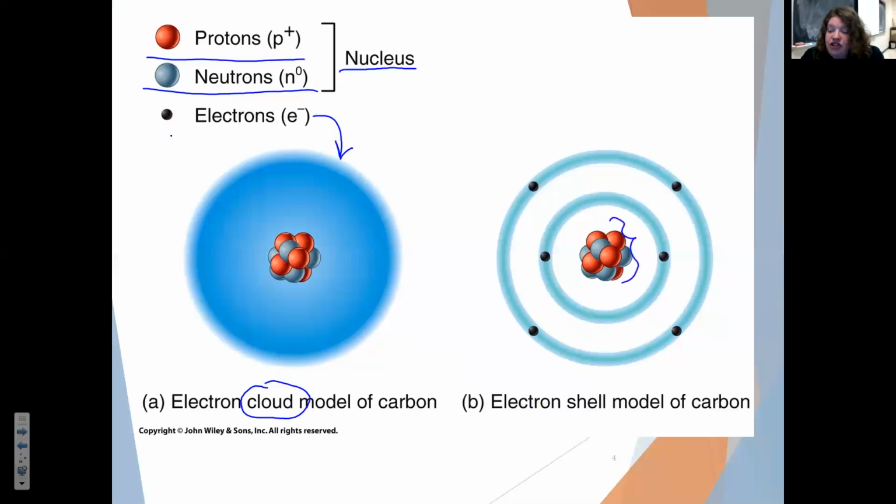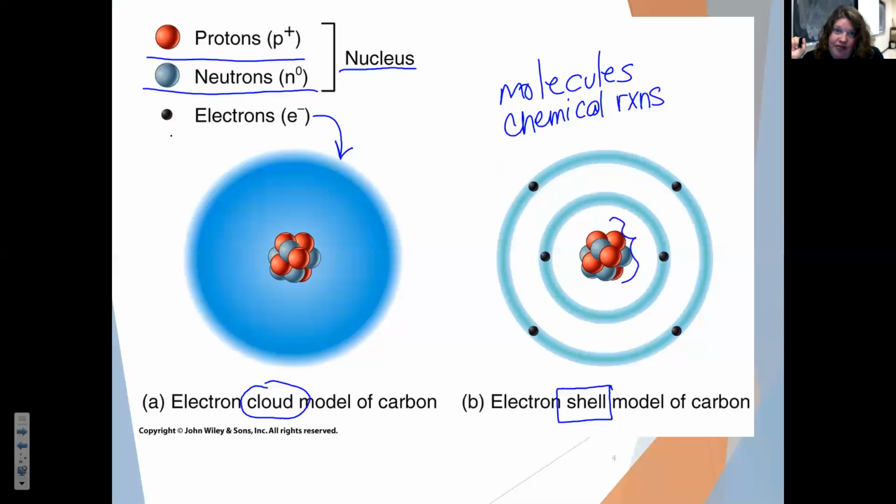In biology, we stick to this electron shell model, sometimes called the Bohr model of the atom, B-O-H-R, named for an old white guy scientist. Because what we're really concerned about in biology is not these atoms individually. We are interested in how they form molecules and how they go through chemical reactions. That's what we want to understand about them.